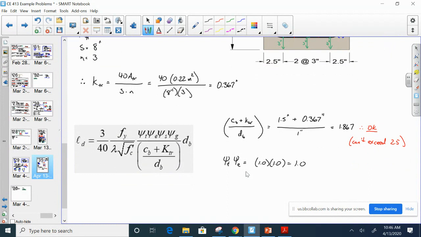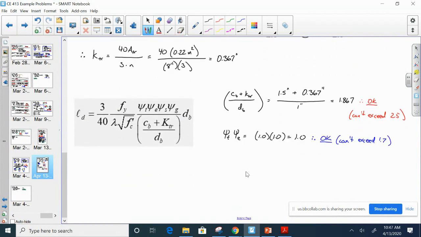And again, that's okay because it can't exceed 1.7. And so therefore, our development length calculation is the following.